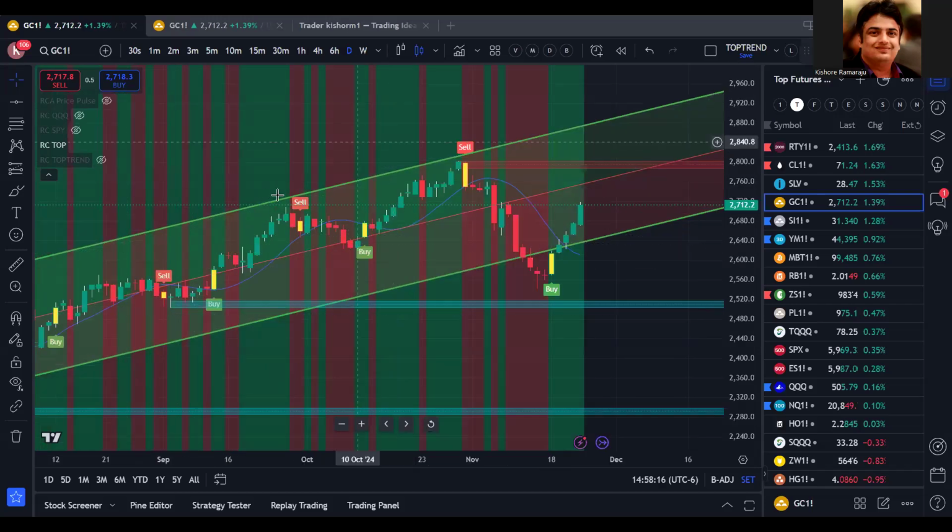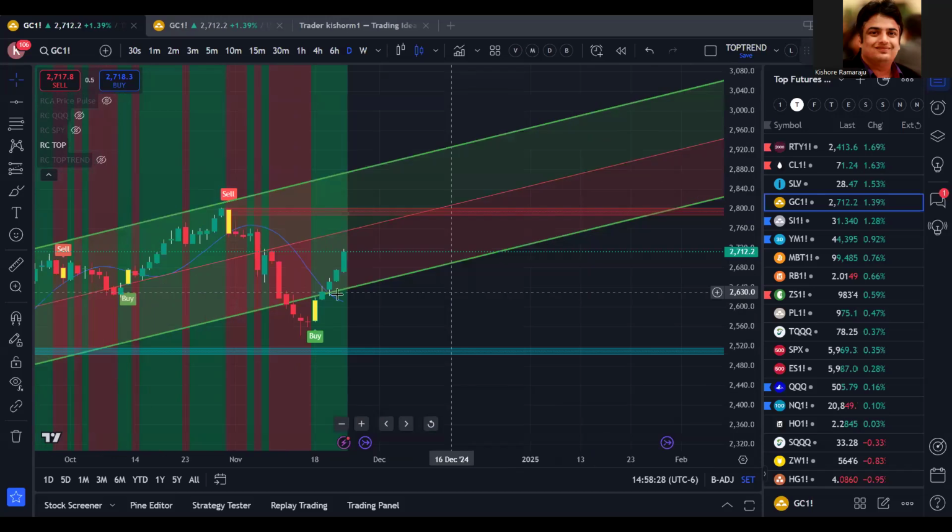So this is the trend line support, trend line resistance. It touched the resistance, came down. Again it is going up. It will break the resistance and again it will come down.